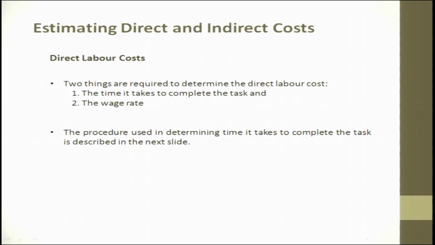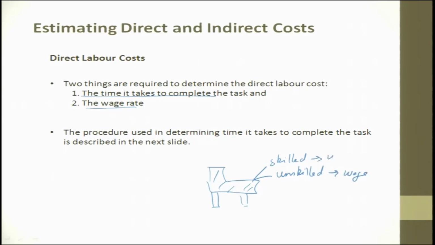So for direct labor cost, 2 things are required to determine it. One is the time which is taken, and the second one is the wage. That's right. So for producing a chair, you need a skilled labor and you need an unskilled labor. There is a wage for unskilled labor, and there is a wage for skilled labor.